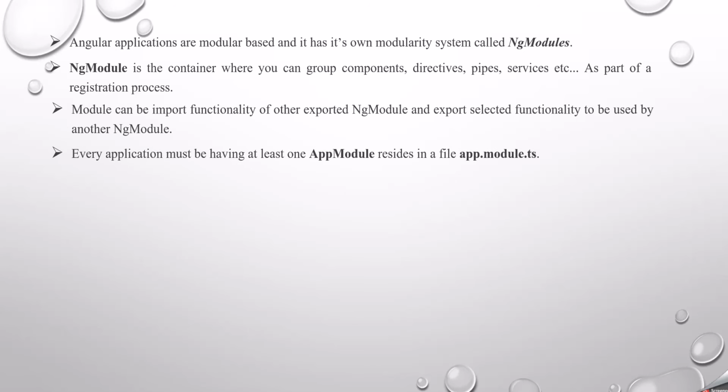Before that, every application must have at least one app module, as I said. Right now we are going to discuss how app.module.ts works practically. You would have observed that whenever I create a component or any component, there is a file called app.module.ts, which takes care of all its registration and availability process. So let's go through and have a view on this.